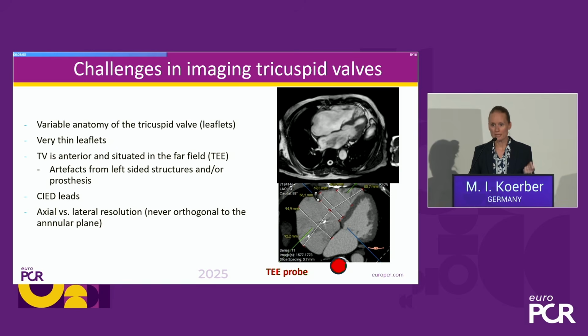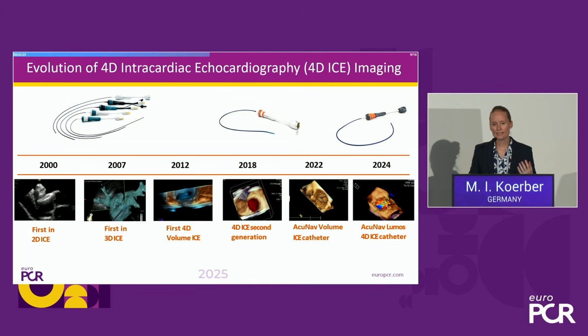Another point, especially true for the tricuspid valve, is that it is sometimes very hard to image with TOE because it's situated in the far field, and then our resolution usually is more axial than lateral because we are not orthogonal to the annular plane in a lot of cases. And the leaflets of the tricuspid valve are way thinner than those of the mitral valve, so this all poses significant challenges in imaging the tricuspid valve in TOE. And this is where ICE can tremendously help us in the future, I believe.